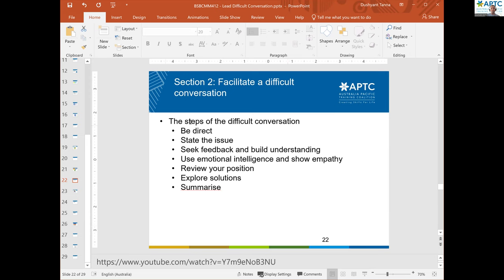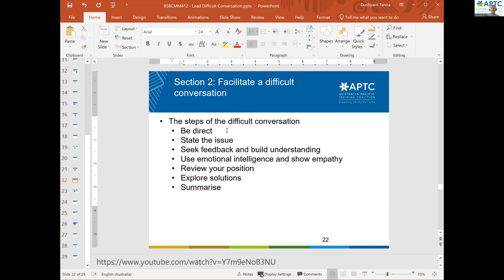Facilitate a conversation. The steps for a difficult conversation: you have to be direct, state the issue, seek the feedback and build understanding. Use emotional intelligence. Review your position, explore solutions, and summarize.